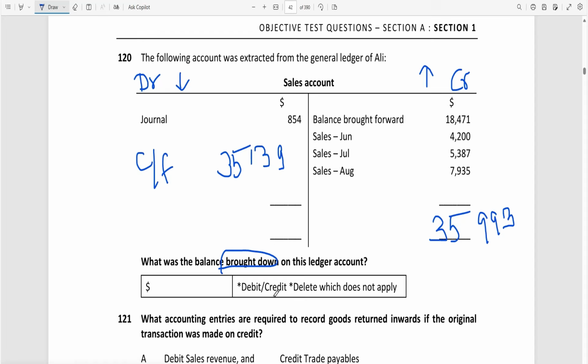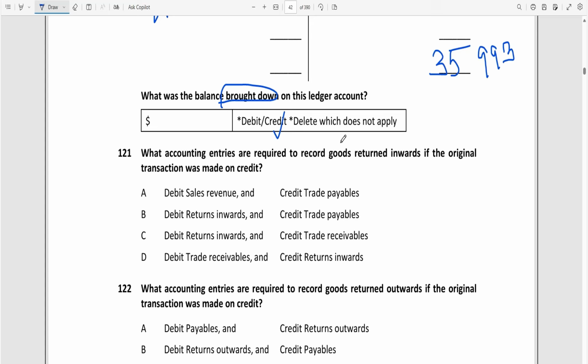Okay, so question number 121. Which accounting entries are required to record goods return inward if the original transaction was made on credit? But before solving this question, be familiar with this term goods return inward. Inward means inside the organization, and goods return means the customer is returning the goods. So basically this is the sales return. So don't get confused with this terminology. If the question has given goods return outward, then in that case it will be purchase return. So for now, it's a sales return.